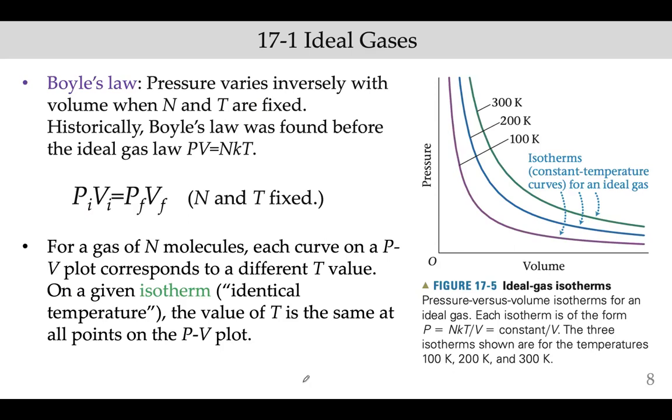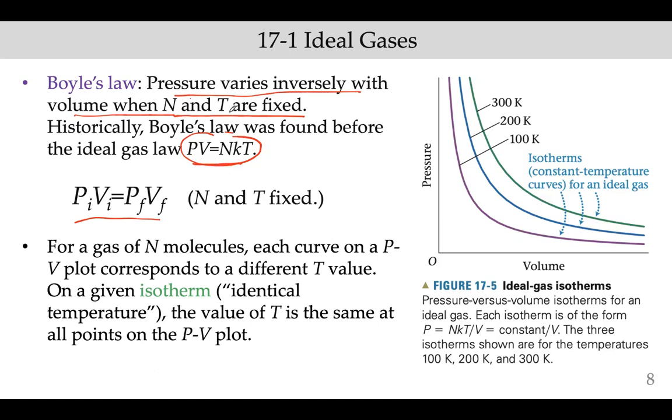Okay, so there are a couple of laws. They can be derived from the ideal gas law, but historically they were found before this formula. One of them is Boyle's law. Basically, after experiments and observations, Boyle figured out that the pressure varies inversely with volume when N and T are fixed. Historically, Boyle's law, which is this one, was found before the ideal gas law.